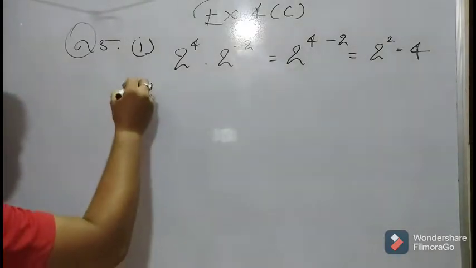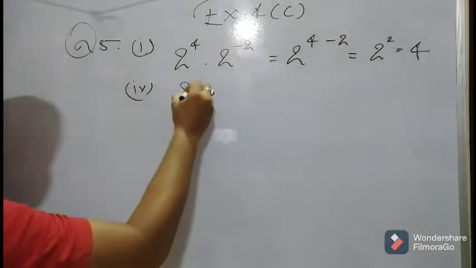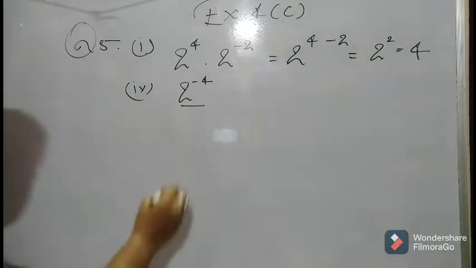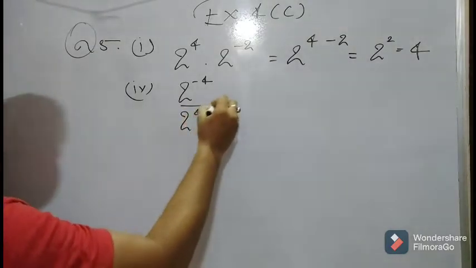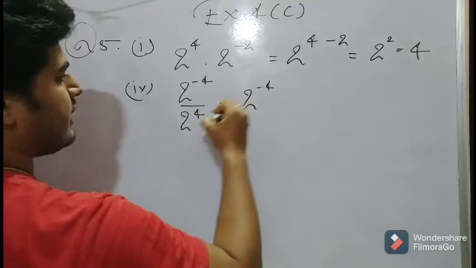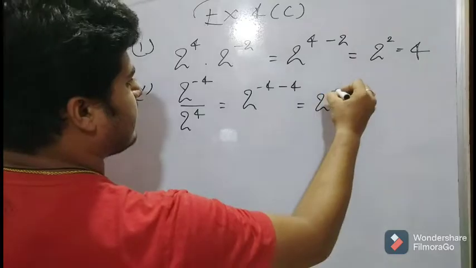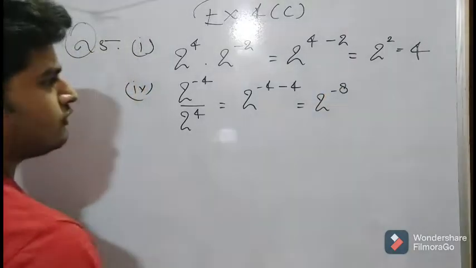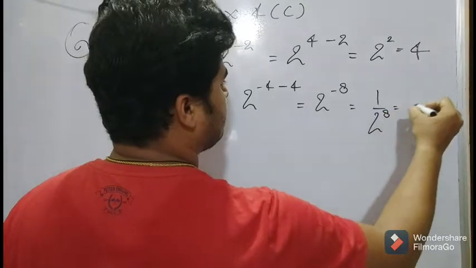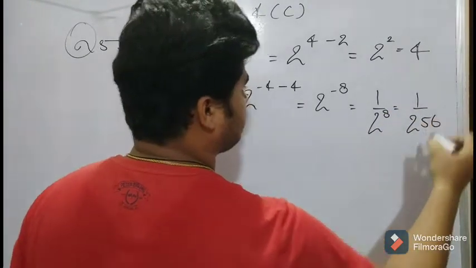Likewise in the fourth part, it is saying 2 raised to the power minus 4 divided by 2 to the power 4. So it will become 2 to the power minus 4. In division the power of the divisor changes sign, so minus 4. So 2 to the power minus 8. 2 to the power minus 8 will become 1 upon 2 to the power 8. And 2 to the power 8 is 256.